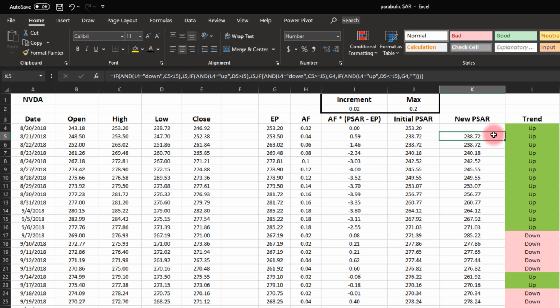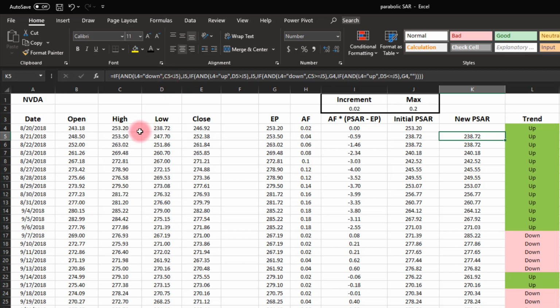Because remember, as I showed, whenever a candle breaches that, we have to flip sides. So let me just give you a brief rundown here for those who understand Excel. We're just doing an if-and statement. We're saying that if L4 is down, that's the previous trend, and C5 is less than J5. All right, so this is one of the conditions.